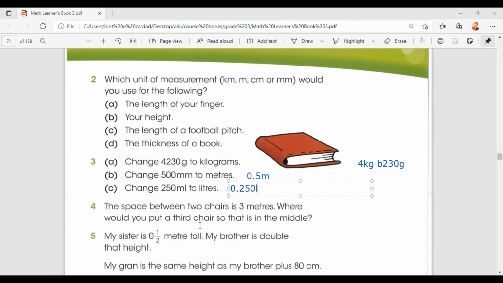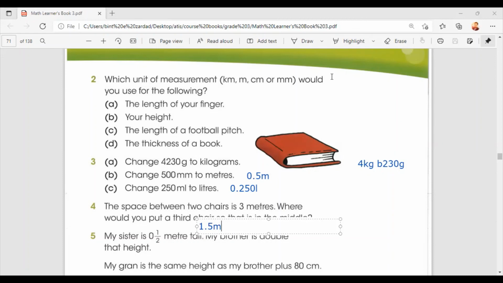Okay, the space between two chairs is 3 meter. Where would you put the chair so that it is in the middle? Obviously, the half of 3 is 1.5. So 1.5 meter in the center.